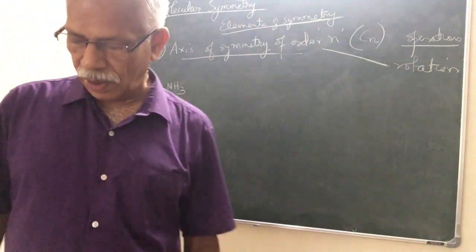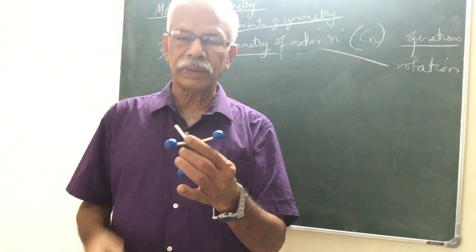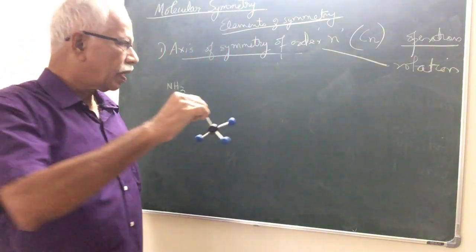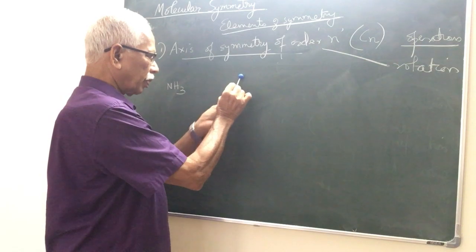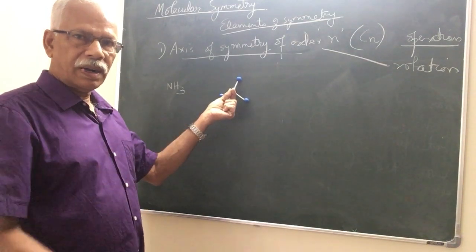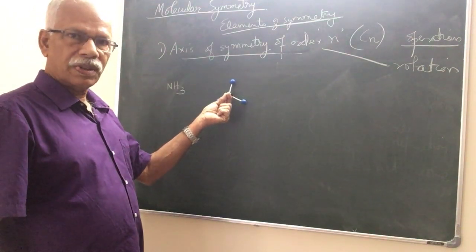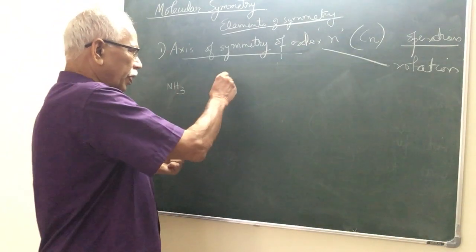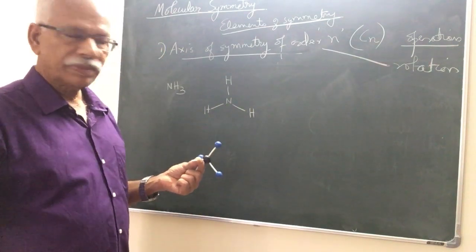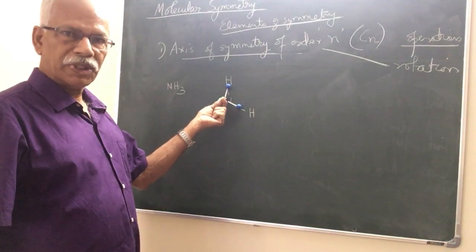I have a ball and stick model of ammonia molecule here. I am holding it by this line. If I keep it on the board in this manner, you notice that the 3 hydrogens are touching the board and the pyramidal nitrogen atom is projected above the plane of the board. We can draw a picture of this, a projection of this on the board as H, N, H, H. The model overlaps with my projection on the board.